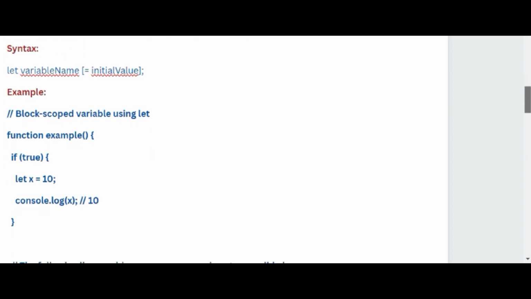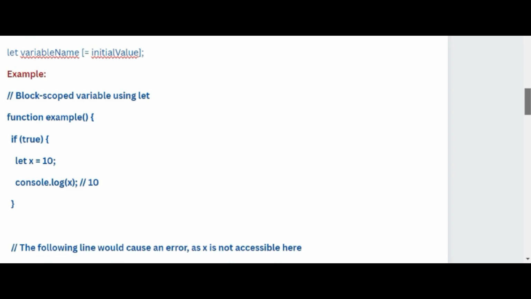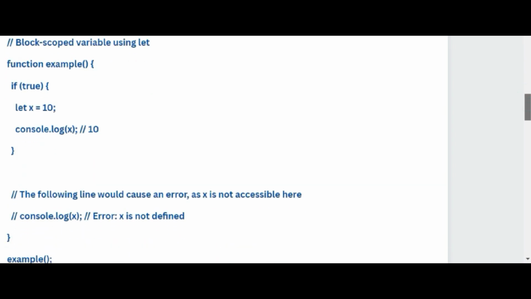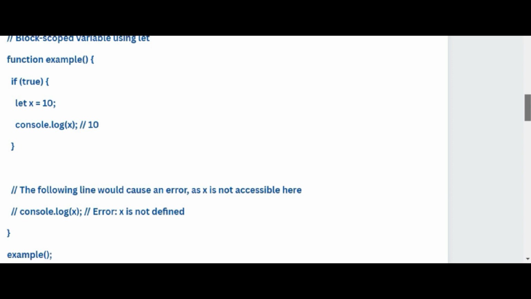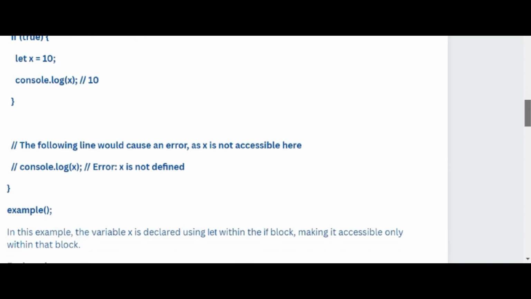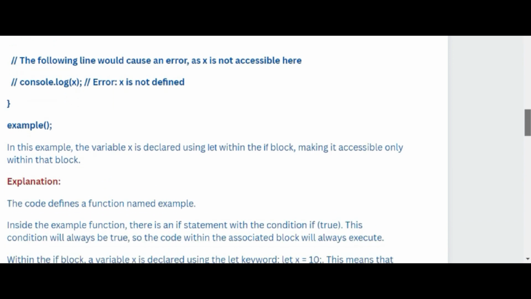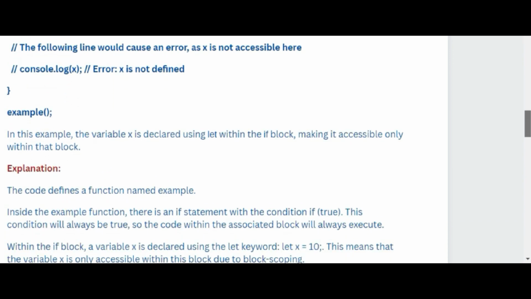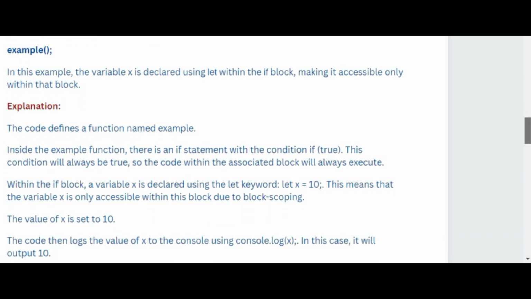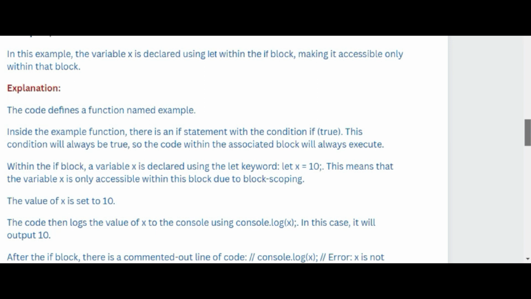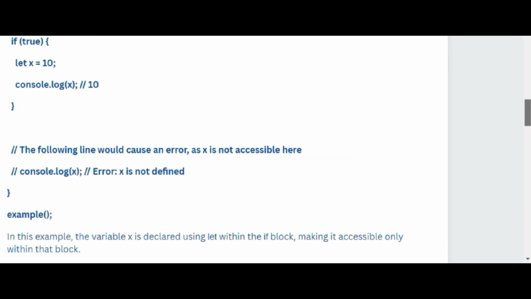Example: block scoped variable using let. function example, if true, let x = 10, console.log x, which gives 10. The following line would cause an error as x is not accessible here: console.log x, error, x is not defined, right? So in this example, the variable is declared using let within the if block, making it accessible only within the block. Explanation: this is the explanation of that code.